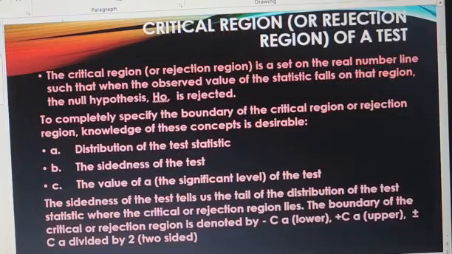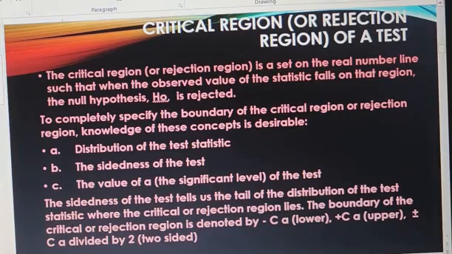Critical region, or rejection region, of a test. The critical region, or rejection region, is a set on the real number line such that when the observed value of the statistic falls on that region, the null hypothesis, H0, is rejected. To completely specify the boundary of the critical region or rejection region, knowledge of these concepts is desirable.